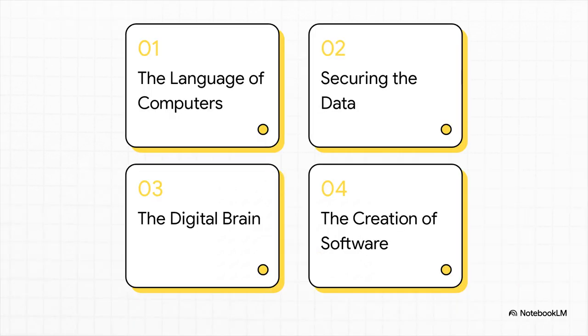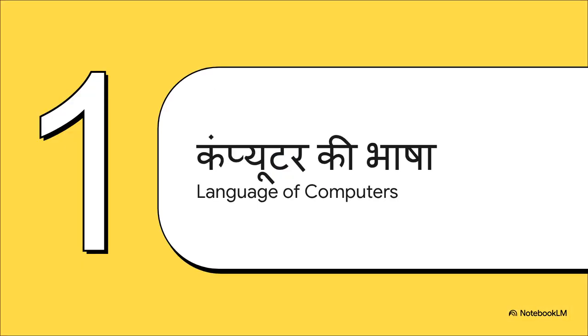So here's the plan. First, we'll crack the code on the language computers use. Then, we'll see how they keep that data safe from getting scrambled. After that, we're opening up the digital brain to see how it actually makes decisions. And finally, we'll look at the blueprint for how all that gets turned into actual software. All right, let's dive right in.